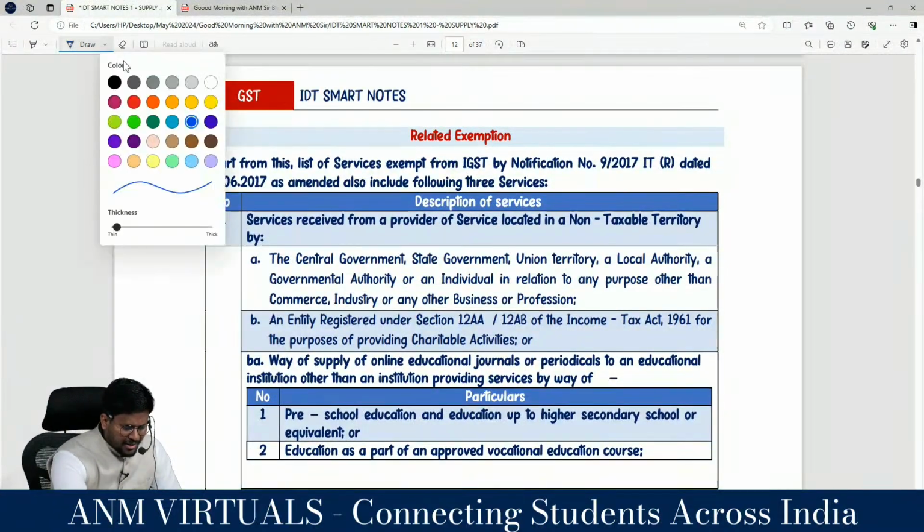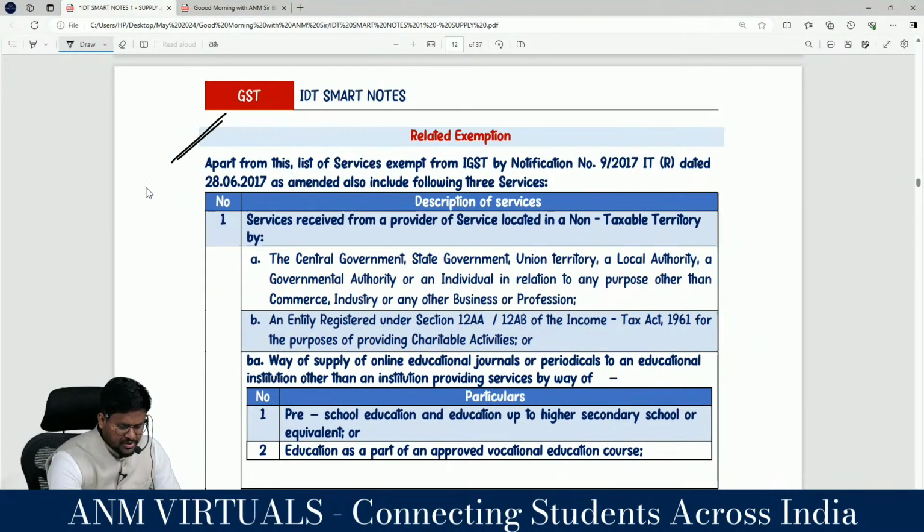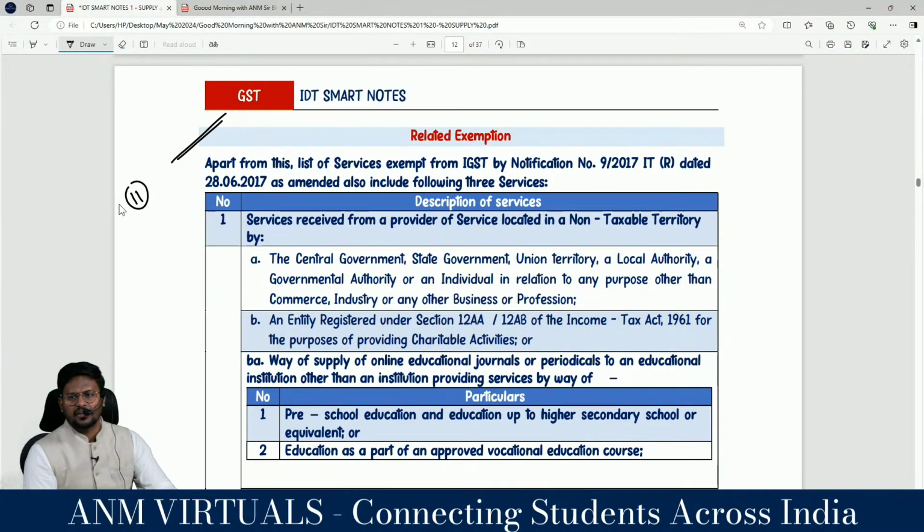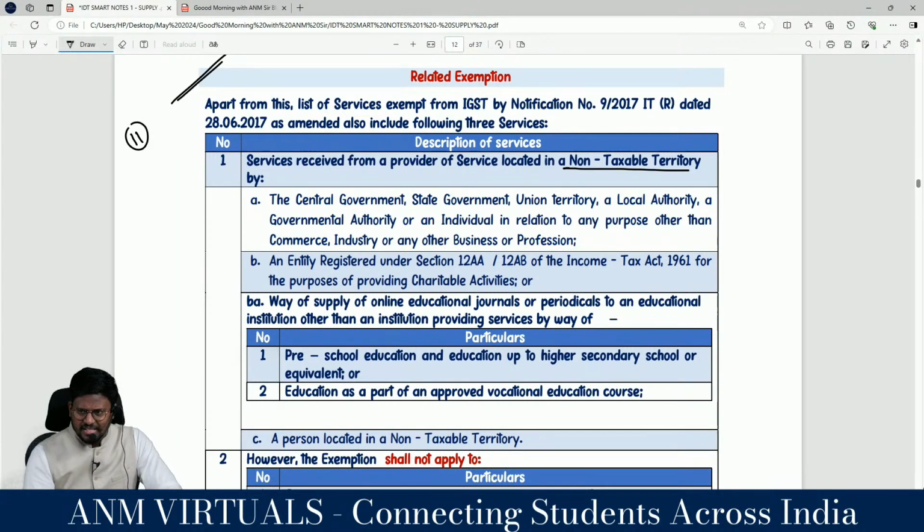We have a related IGST exemption. Section 7 of the CGST Act is talking about exemption, and Section 6 of the IGST Act is talking about exemption. Correct? That related IGST exemption says that if the service provider is situated outside India, that is, service received from a provider of service located in a non-taxable territory, and the service recipient is situated in India, being class A, class B, class C.